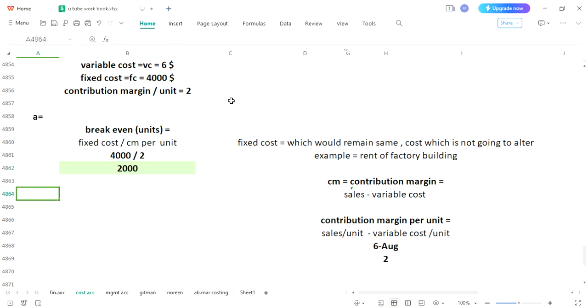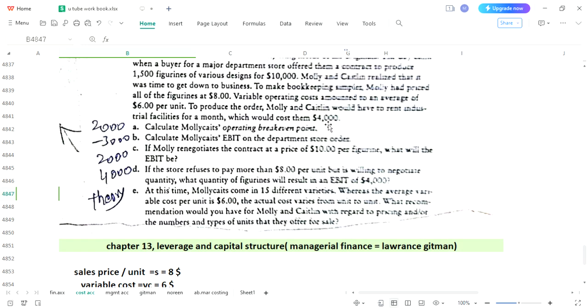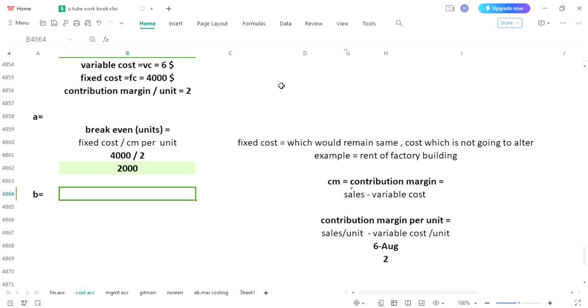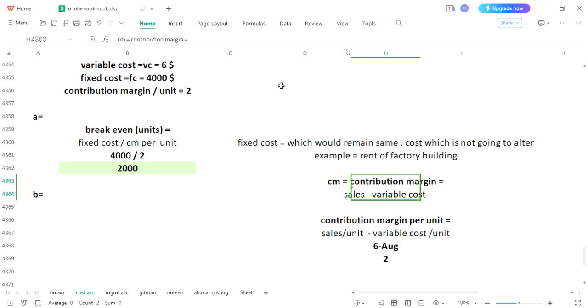Now let's see what the B part is saying to us. Let's go back to the question. Calculate earning before interest and tax on the departmental store order. Look over here, they have received an order from a departmental store to make 1500 units for $10,000. To get earning before interest and tax, obviously we will have to make a contribution margin income statement.